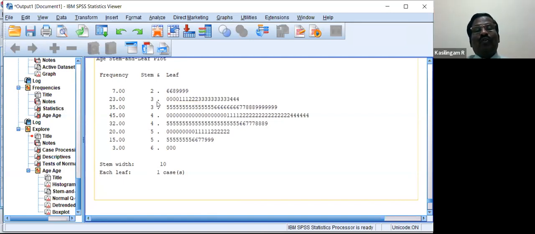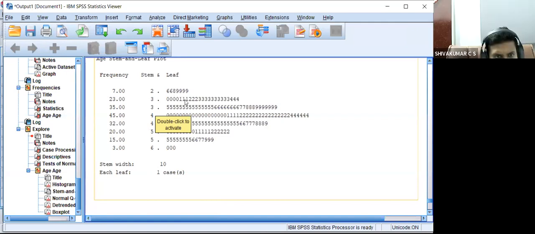Then 30 to 39. This is divided into 2: 30 to 34 and 35 to 39. So 4 people are at 30, 3 at 31, and so on. Like this we can see.